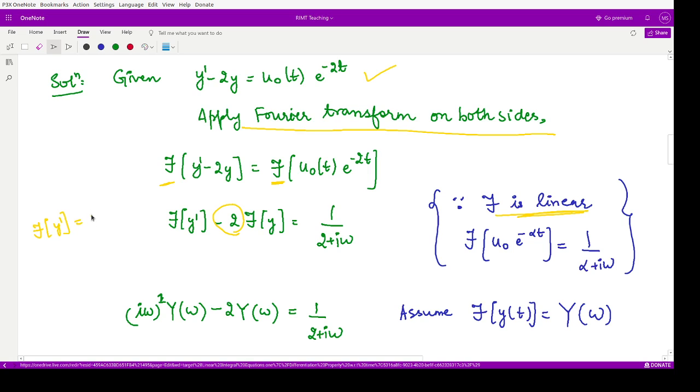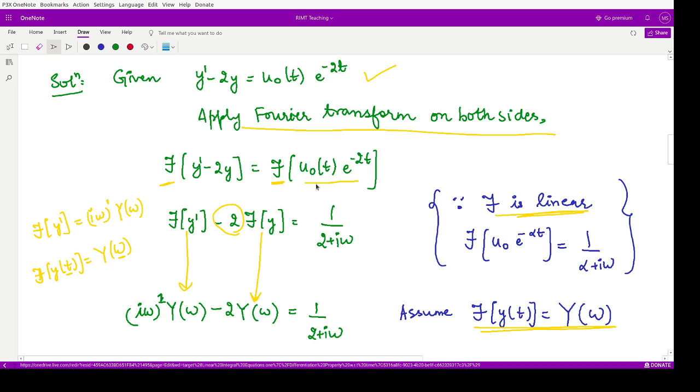It would be equivalent to iota omega raised to power 1 times the Fourier transform of y. Suppose the Fourier transform of this y of t is capital Y of omega, where omega is the frequency and t is the time. So using this property, if the Fourier transform of y of t is capital Y of omega, then this becomes iota omega raised to power 1 capital Y of omega, and this term is plus 2 times the Fourier transform of y, which is capital Y of omega.